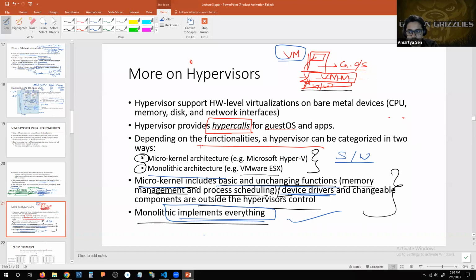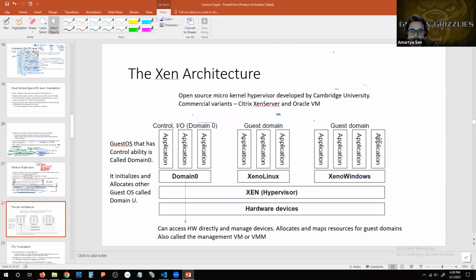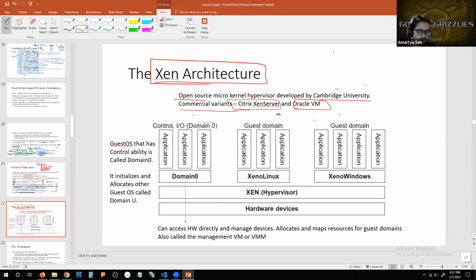So this brings us to one of the most famous types of microkernel architectures that was initially designed at the very beginning, known as the Xen architecture. It was initially a Linux-based distribution, open source, developed by Cambridge University. But now there are commercial variants of the Xen architecture itself, in the very popular Oracle VM. A lot of you might have heard this name as well, and a little less popular, but also quite well known commercially, is the Citrix XenServer.